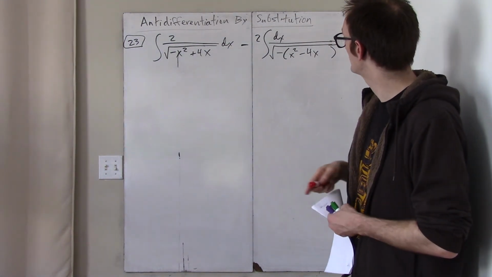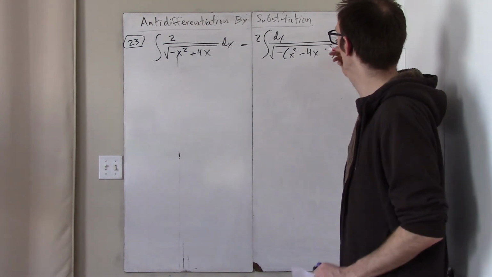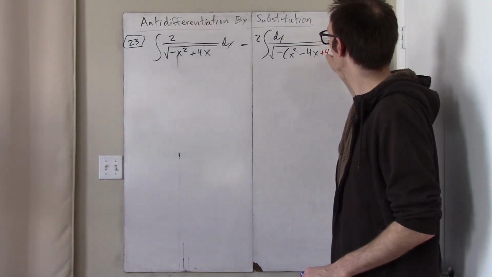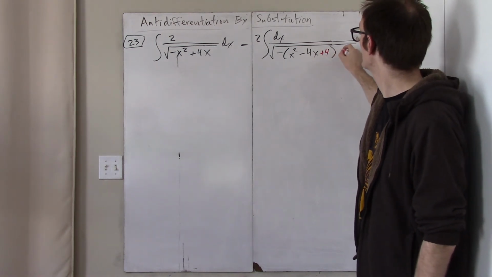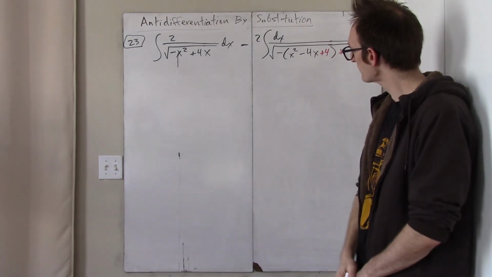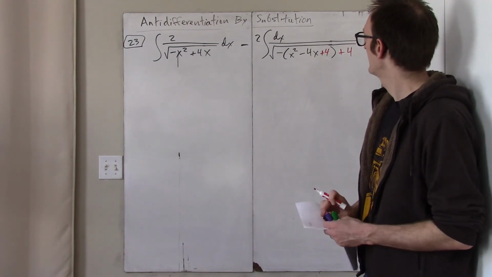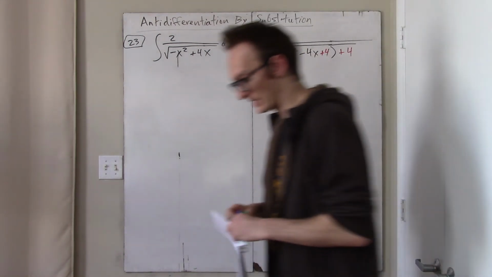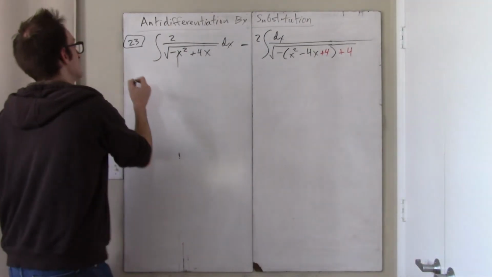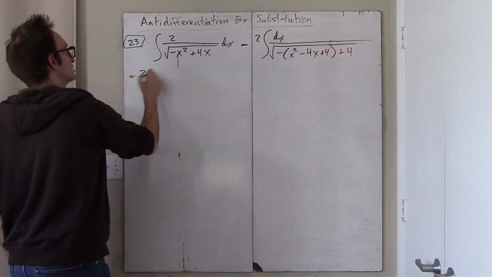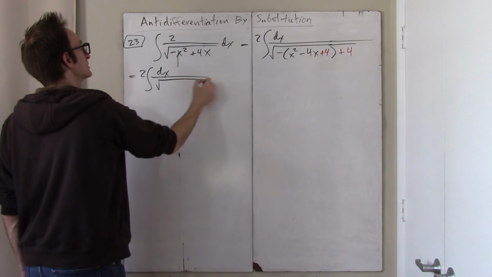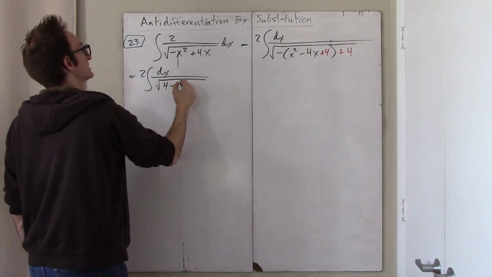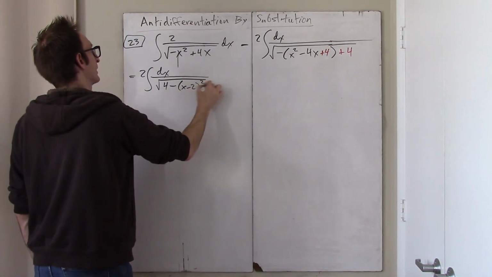What do I need to do? I need to put a 4 here, but what I've really just done is subtracted 4, so I need to add a 4 back in, inside the radical, inside the denominator. And thus, this becomes 2 dx over root 4 minus x minus 2 squared.